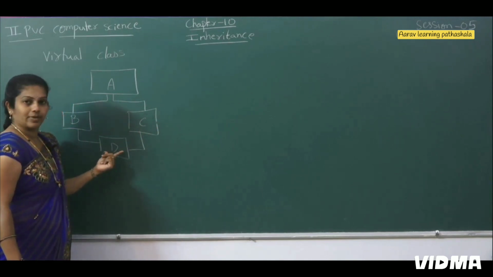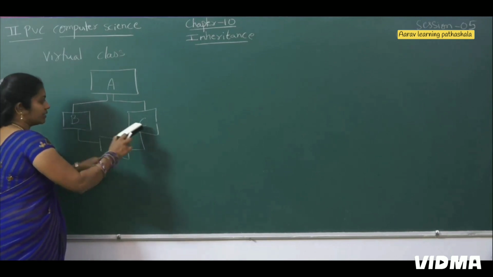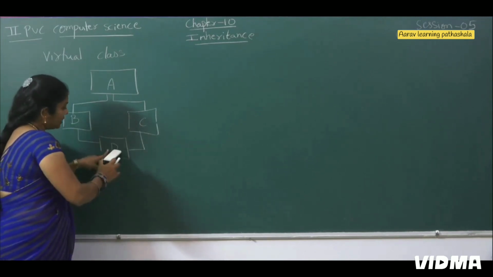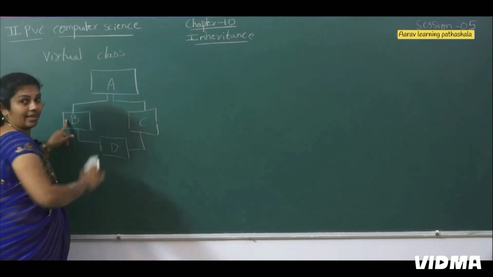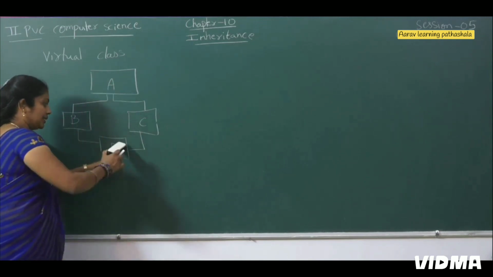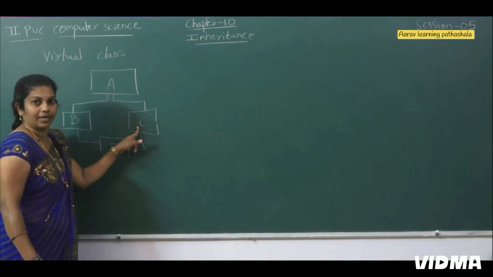Next, one more derived class we are creating, that is D. Here this is derived from B as well as C. This B is derived from A, so B once again has the A class properties. This D is also derived from C, which once again has the A class properties.